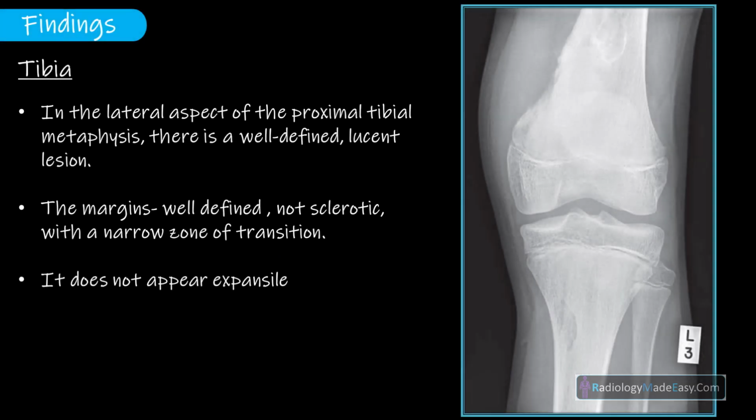Now let's see what are the findings in the tibia. As you can see here, in the lateral aspect of the proximal tibial metaphysis, there is a well-defined lucent lesion. Also, the margins are well-defined but do not seem to be sclerotic, with a narrow zone of transition. And also, it does not appear expansile.